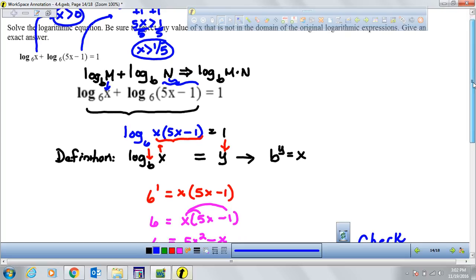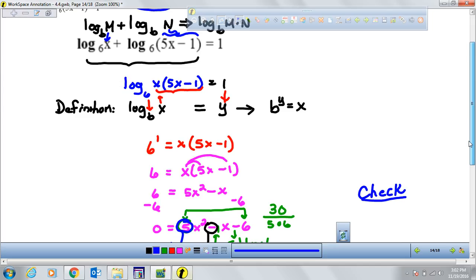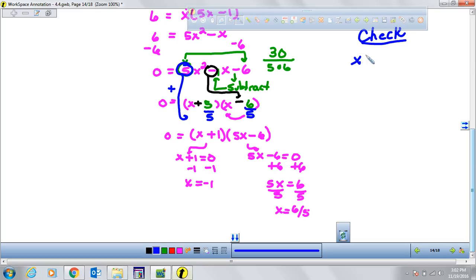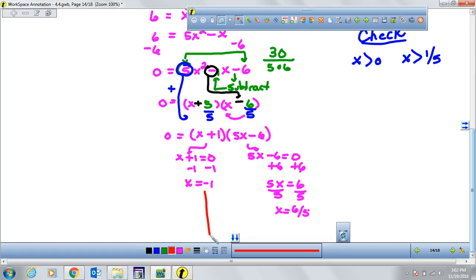So let's go ahead and prove it and test it. So we know that the domains are x must be greater than 0 and x must be greater than 1/5. So we're going to start with the first answer, -1. I'm going to test that answer on the side right here.